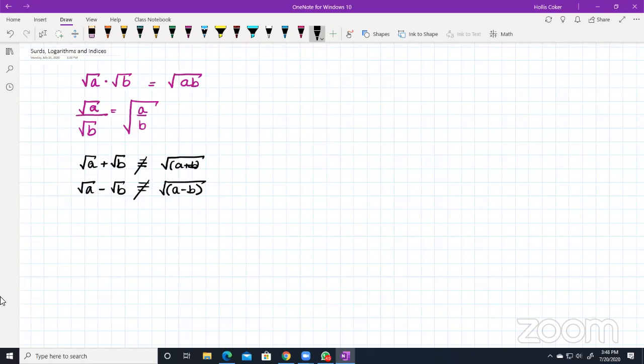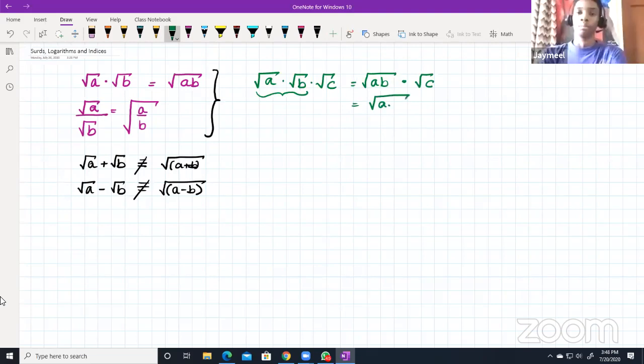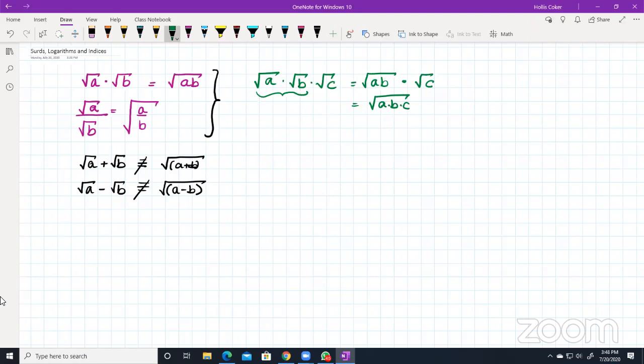Now, based on these two up here, what we do know is we could extend that law. The root of a times the root of b times the root of c: if you look at these two, that's the root of ab times the root of c, and that will of course give us the root of a times b times c. Okay? Right.